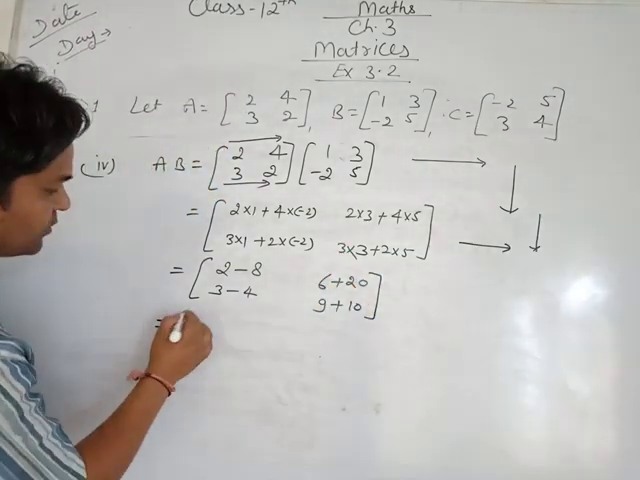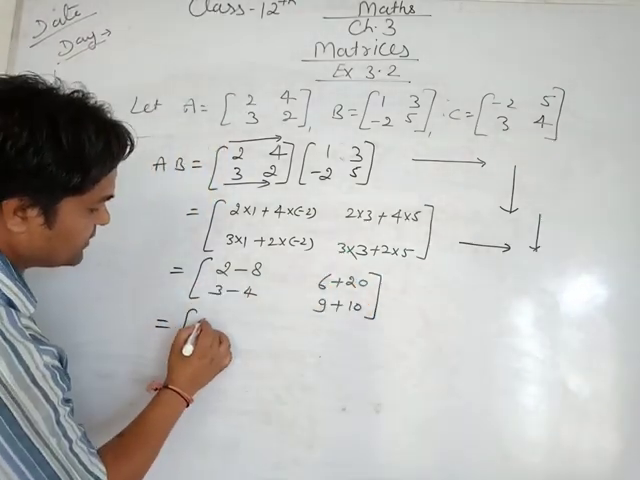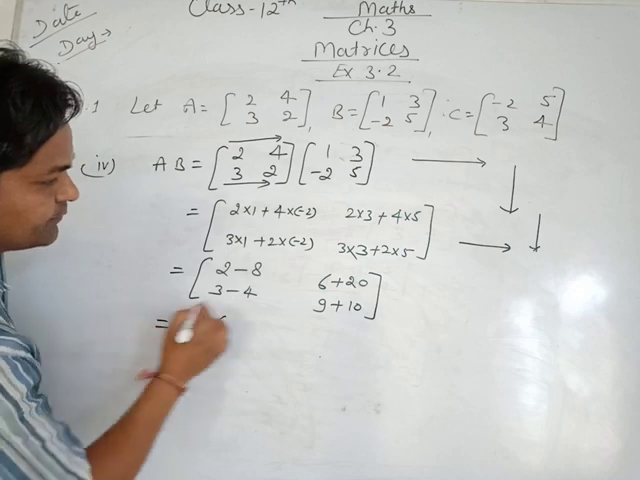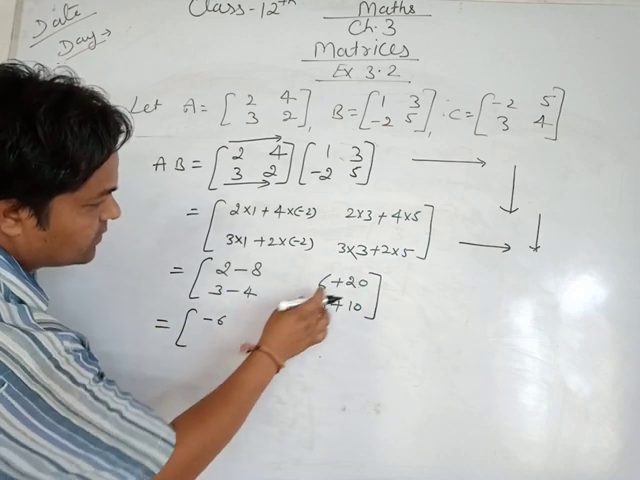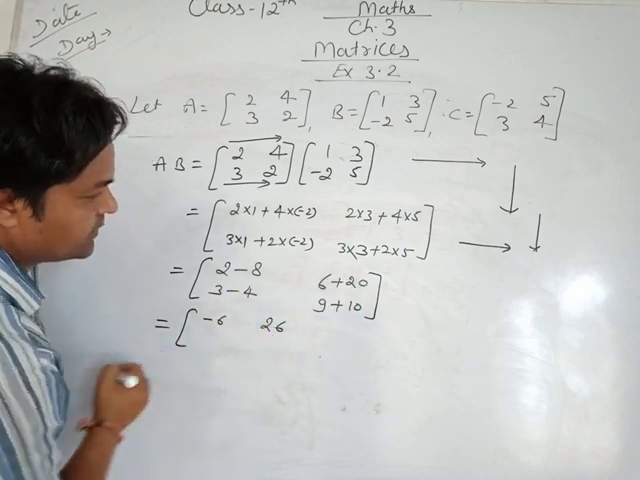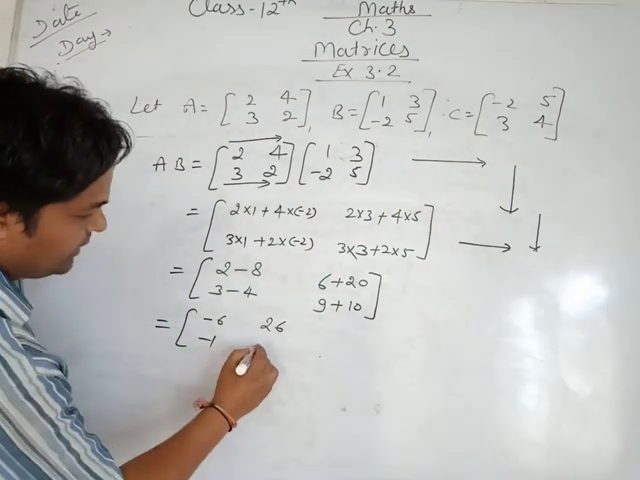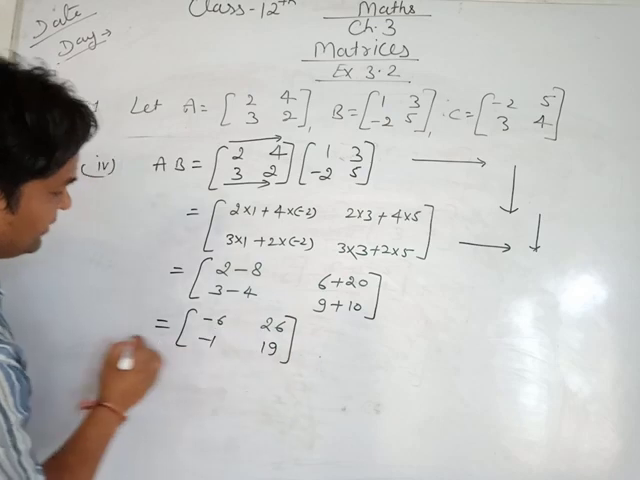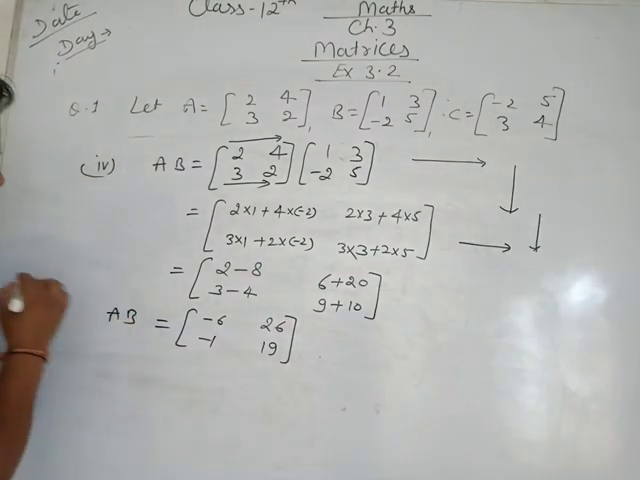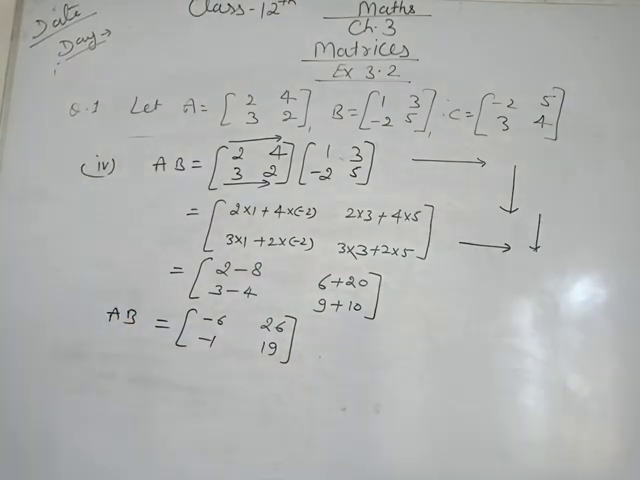Now solve it. 2 minus 8 minus 6. 6 plus 20 equal to 26. 3 minus 1 and 19. Yeah, it is the answer of A multiply B.